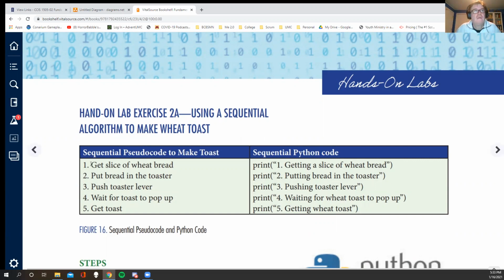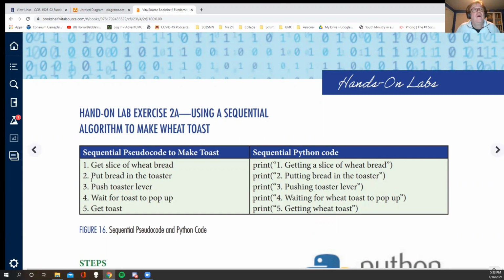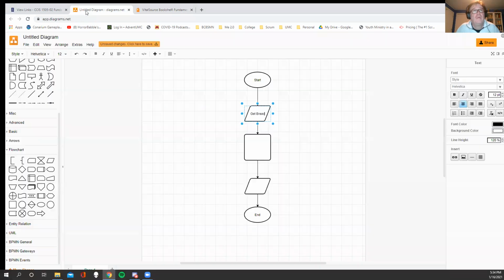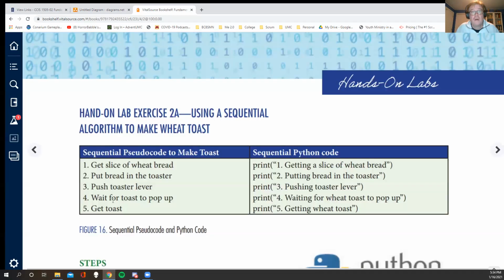But it looks like we got to get a slice of wheat bread. Yeah, this is the wheat bread one. Okay, get a slice of wheat bread. So I'm just going to say here, get bread. Good deal. Okay, and that's one of the inputs. Now at this point, putting the bread into the toaster, pushing the toaster lever, waiting for the toast to pop up, and getting toast. Getting toast is probably the output, right? Now we have our little toast coming out of the process. So get toast, maybe even eat toast, but whatever, get toast. Cool beans.